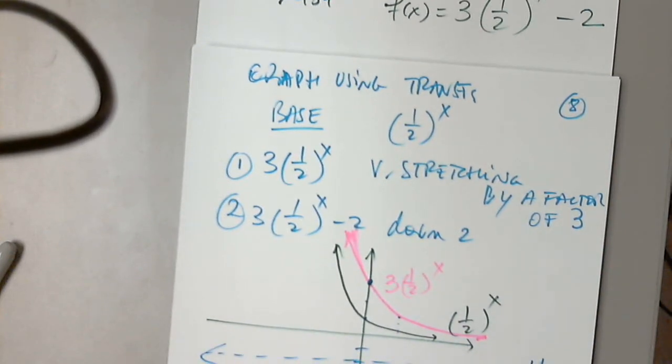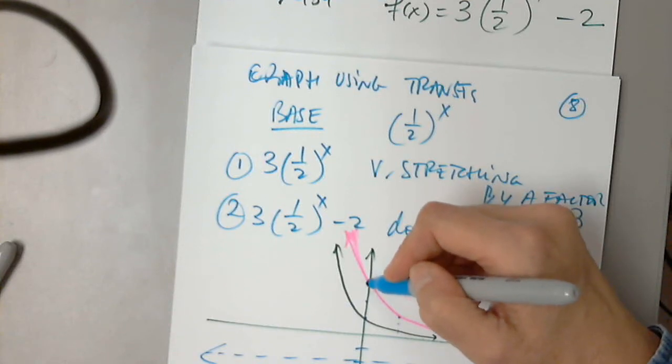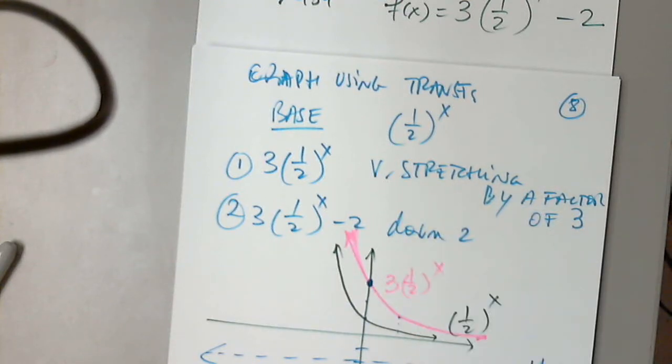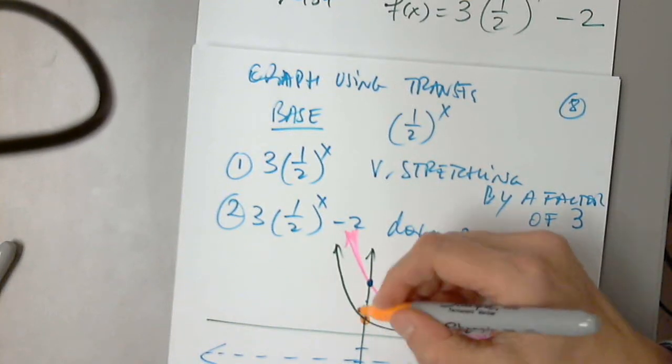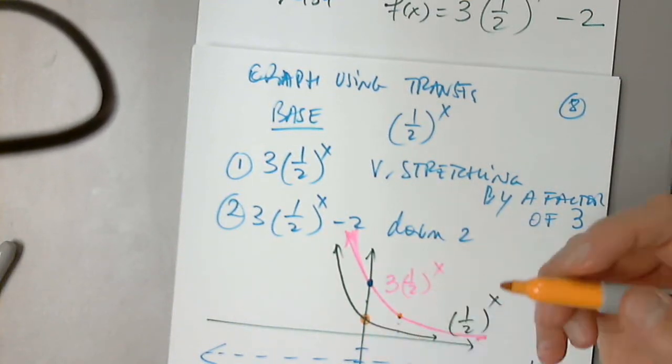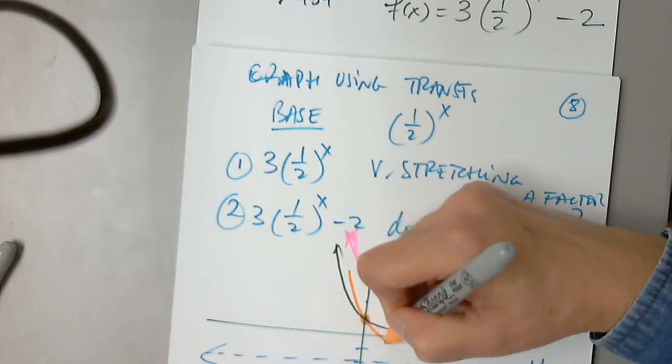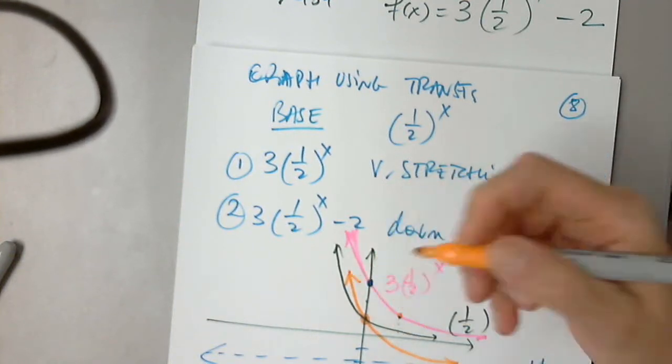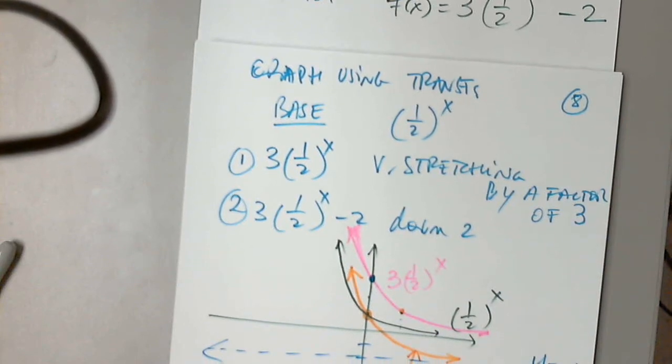Yes, y equals -2. This point moves down to right here. This point moves down to, I'm not sure where. So this is the graph of 3 times 1/2 to the x minus 2. As you see, the original graph did not have an x-intercept, but this one does because it shifted down by 2. Any questions?